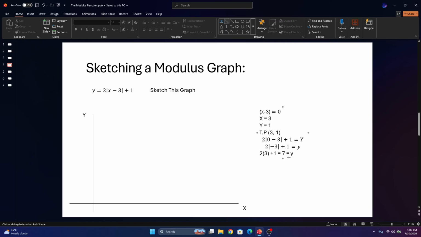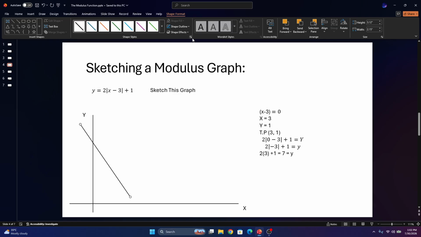We know it's going to cut the y-axis at 7, so we're going to take an approximate value of 7 right here, which is going to be around here. We're just going to sketch that right here like this, and around 3. Yep, this is going, and we are now going to shape the second part of the V.